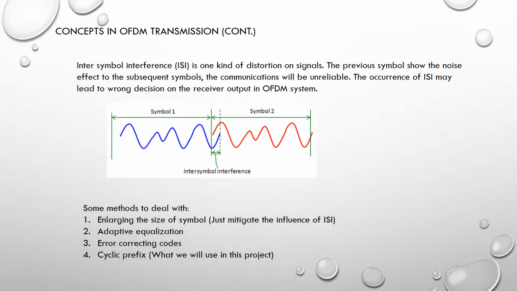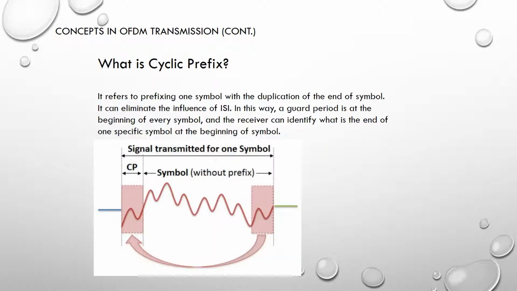There are 4 methods to deal with it. We can enlarge the size of the symbol, but this method can only mitigate the influence of ISI. Or we can use adaptive equalization, or we can use error correcting codes, or we can use cyclic prefix. This is what we will use in this project.